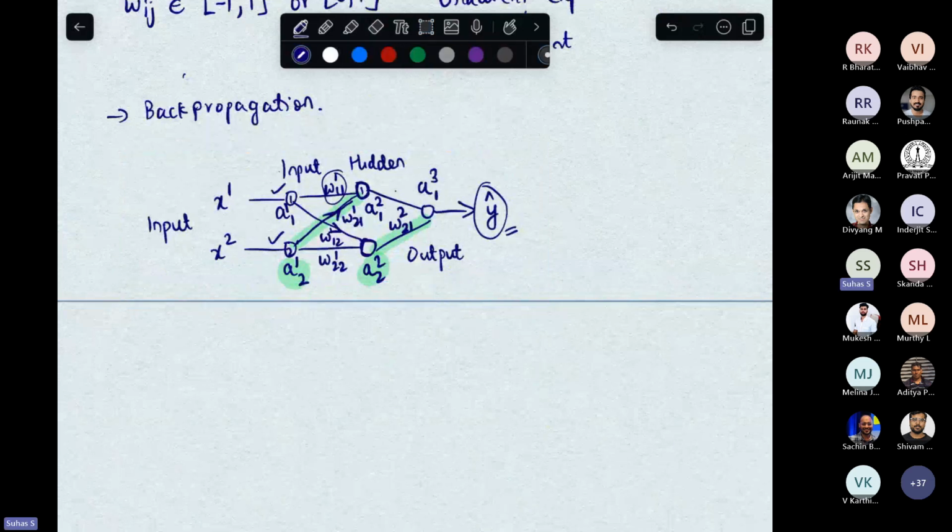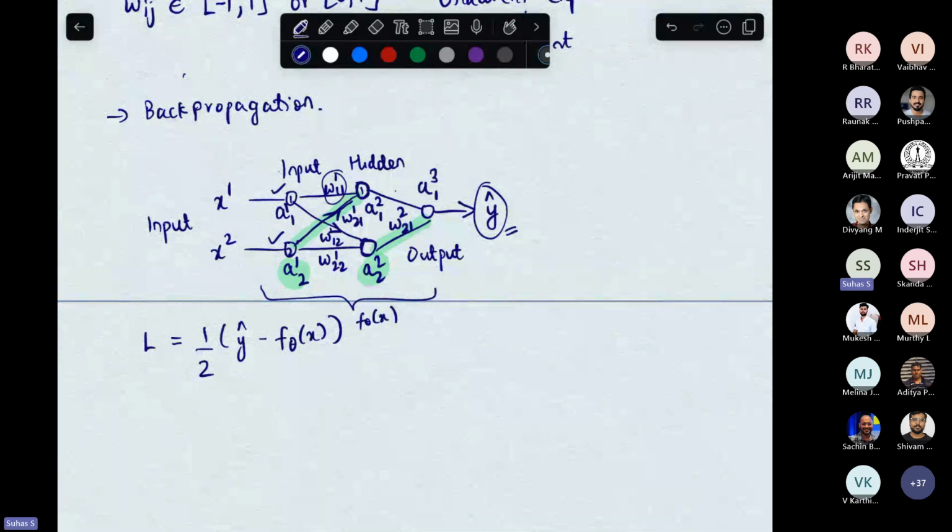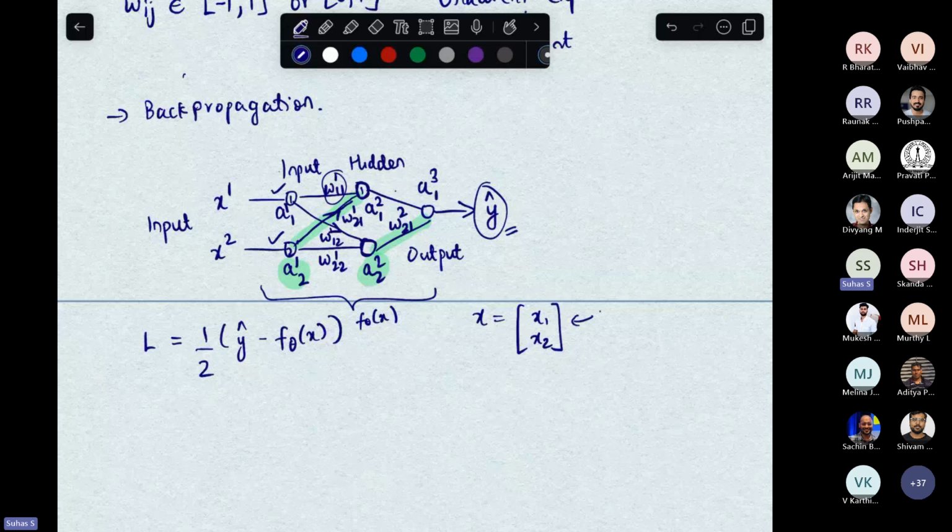Yeah. So this was a network, and if you recall, we had a loss function L, which was the mean squared error between y hat and f theta of x, where f theta of x is the entire neural network. This takes your input x, where if you recall, x was the vector x1 x2, taking you to the prediction y hat. This is the prediction.